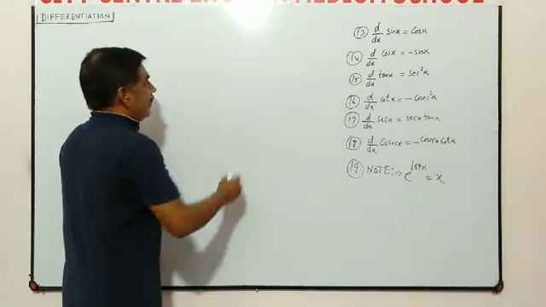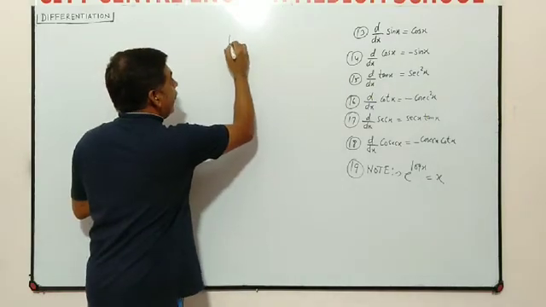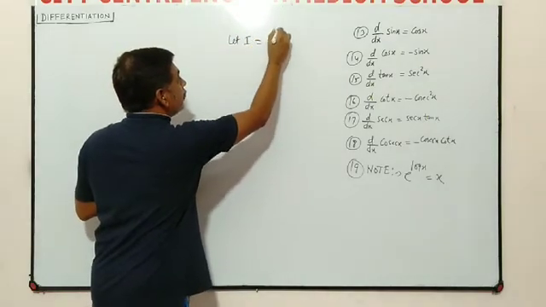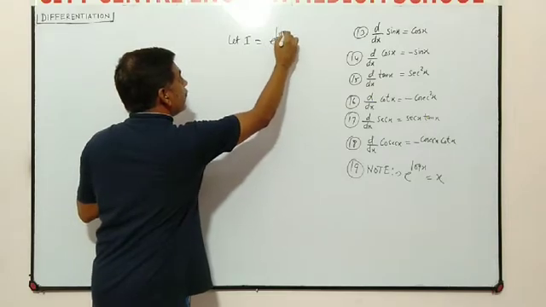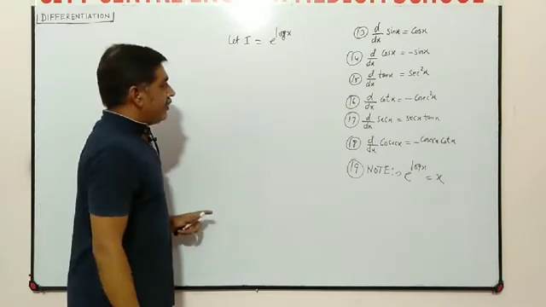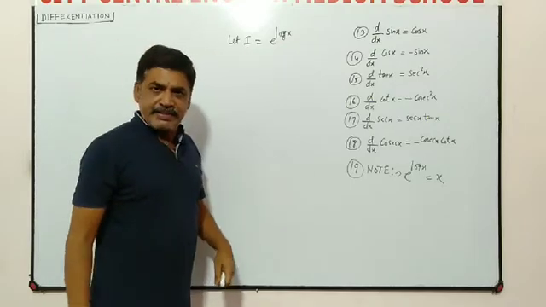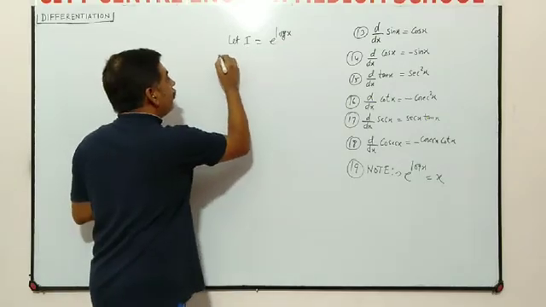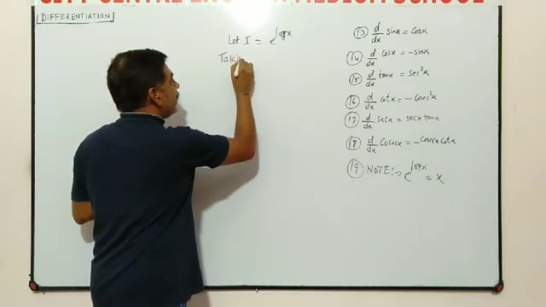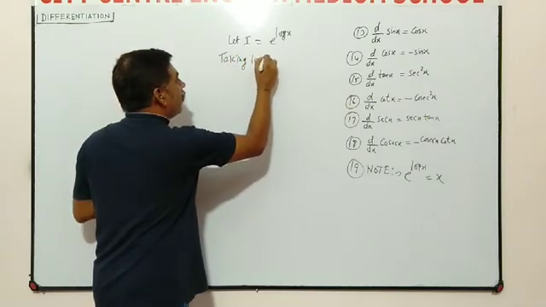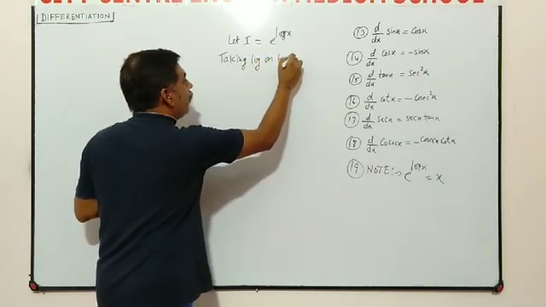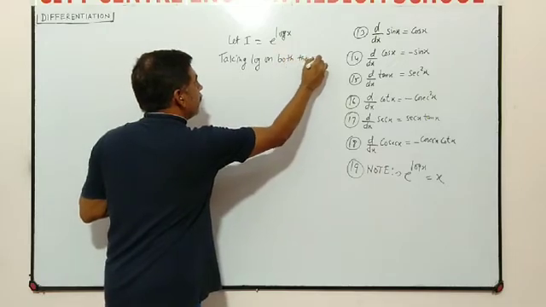Now see, we can prove it. Let I is equal to e raised to log x. Now we have to prove that I is equal to x. Taking log on both the sides.